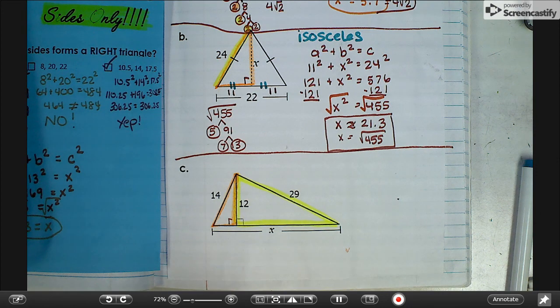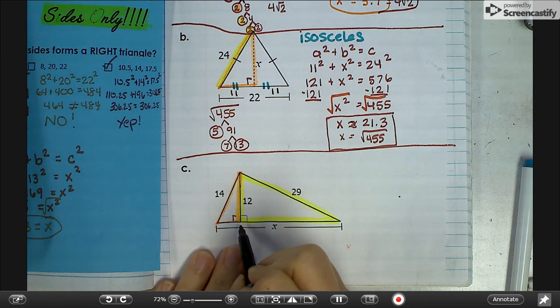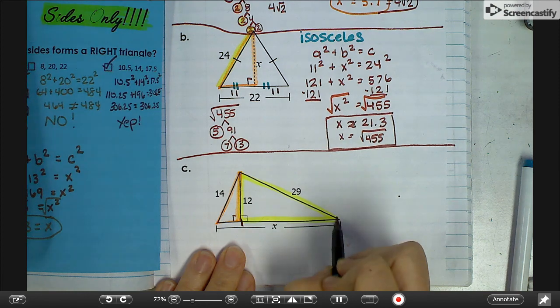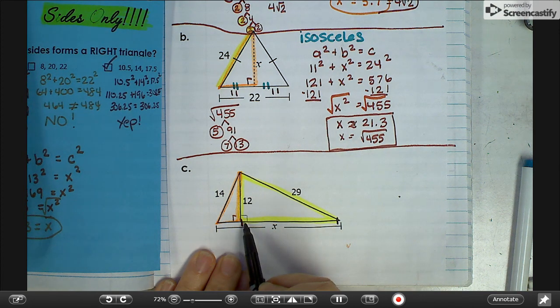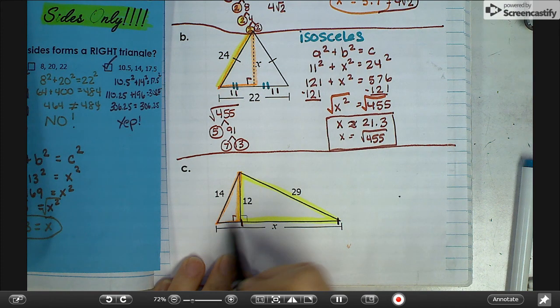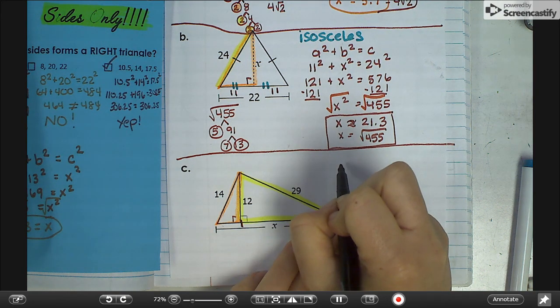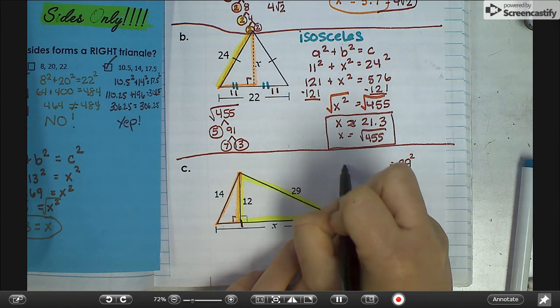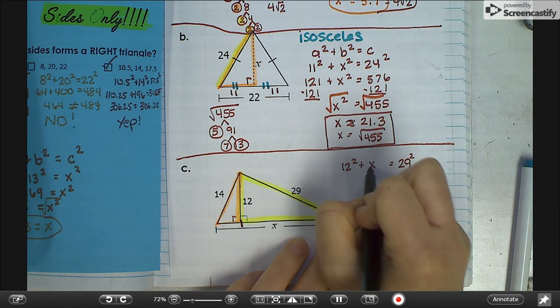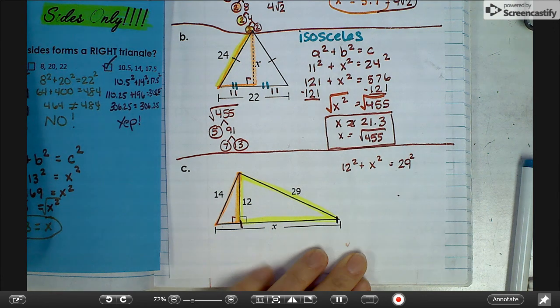So if I'm focusing on the yellow triangle, I can figure out from here to here this distance using the Pythagorean theorem. And then later I can add to that little piece down there. So for the yellow triangle, the hypotenuse is 29. And we want to add 12 squared plus x squared equals 29 squared.